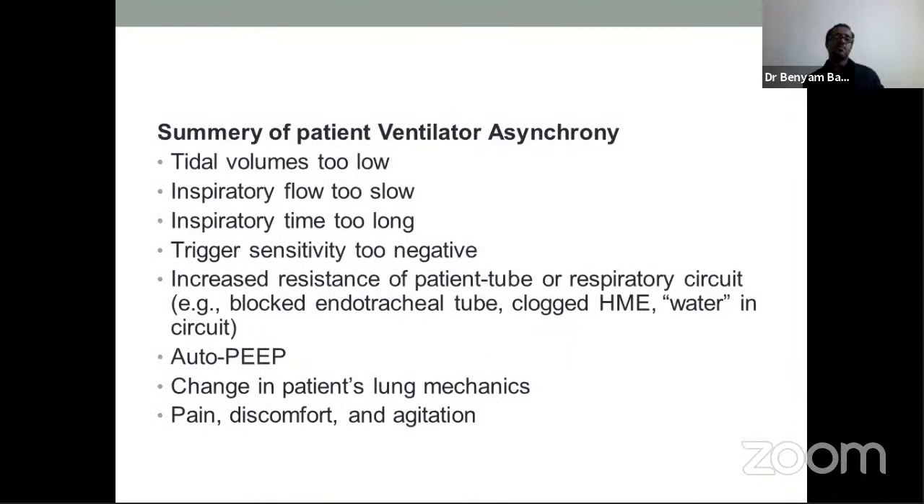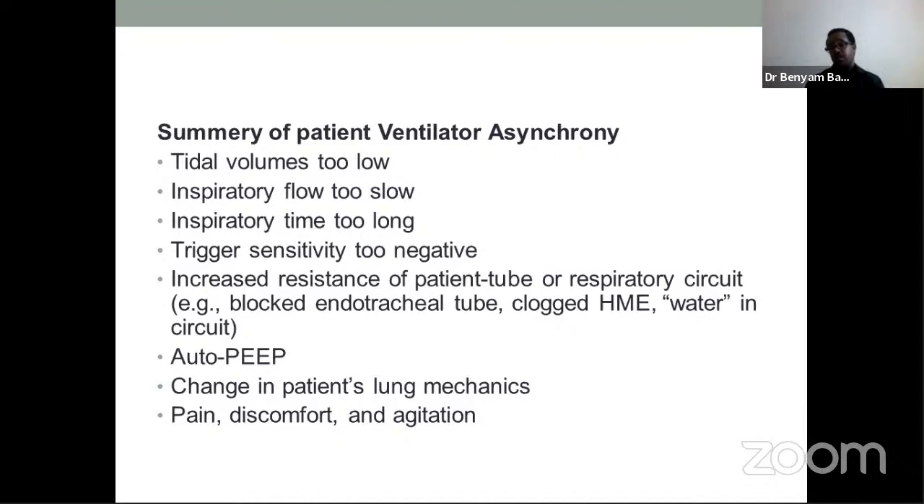So in general, in summary, patient-ventilator asynchrony could be due to tidal volume being too low compared to the ideal or predicted body weight, or the inspiratory flow being too slow. If we make the inspiratory flow too slow, then the inspiratory time will lapse before the ideal volume is delivered. So the machine will cycle to the expiratory phase. So we need to check the inspiratory time.